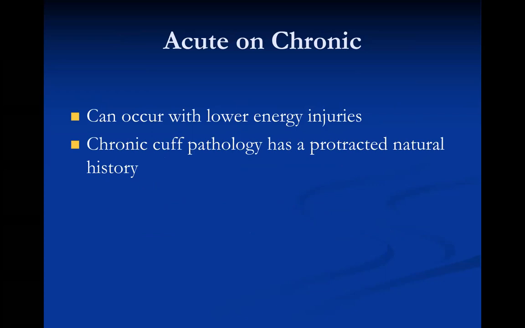So acute on chronic tears may be an existing tear, a very chronic, slow progressing tear, and then an event, even a low level injury event, can cause this to make a rapid jump in how severe the tear is and how symptomatic the tear is.